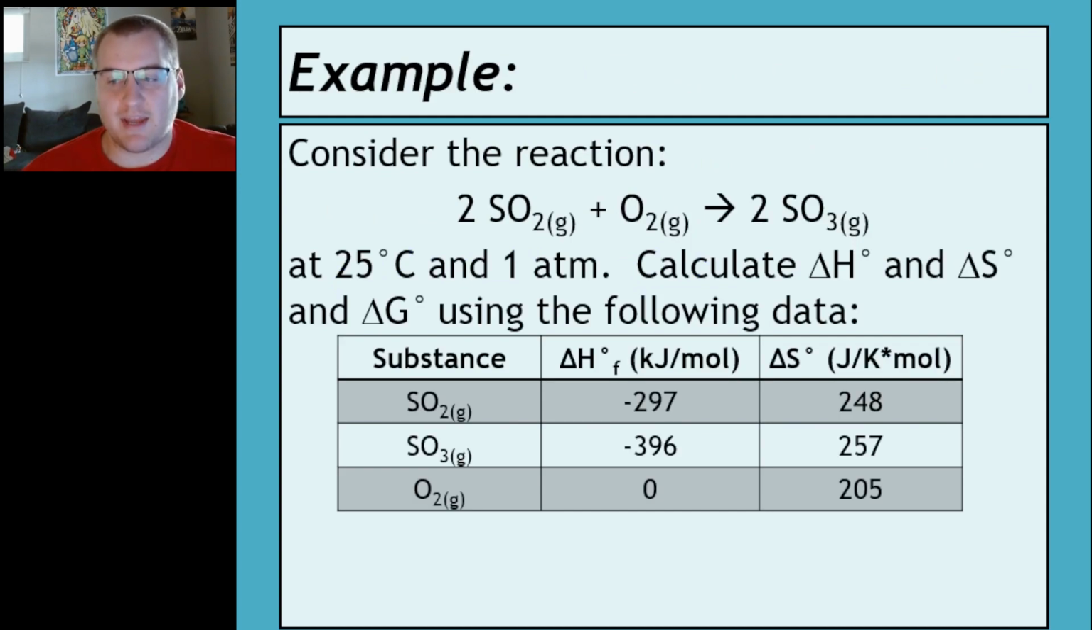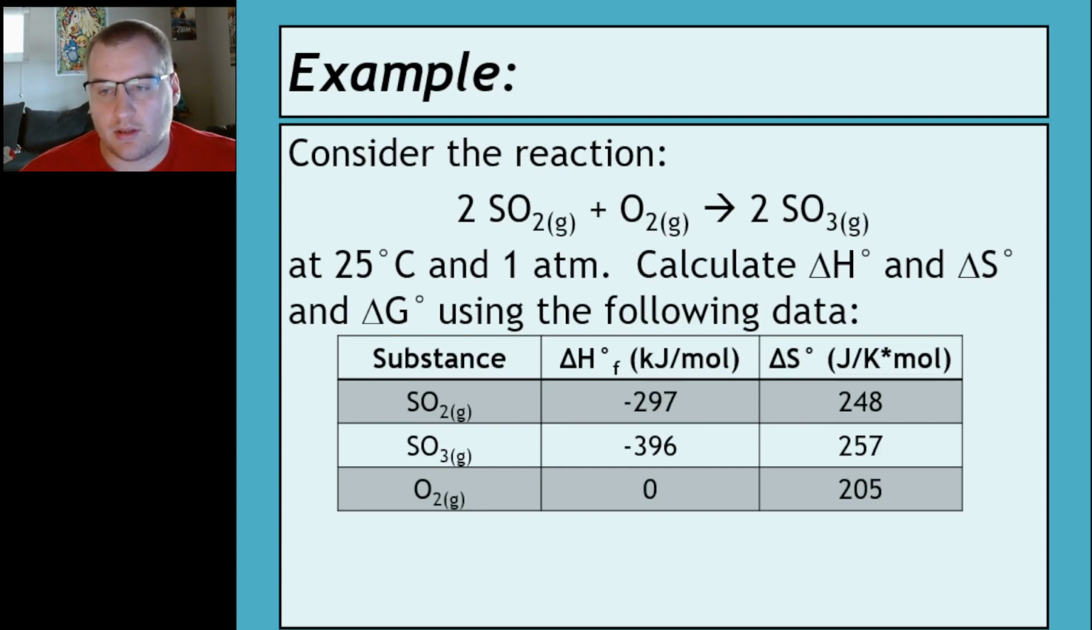So here's our next example. Consider this reaction. We have 2 SO2 plus O2 gives you 2 SO3. So I'm looking at it immediately. If we're doing an entropy problem here, I would guess that the entropy would go down. But we're not. It says calculate delta H and delta S and delta G. So we're trying to calculate all three of those using the following data.